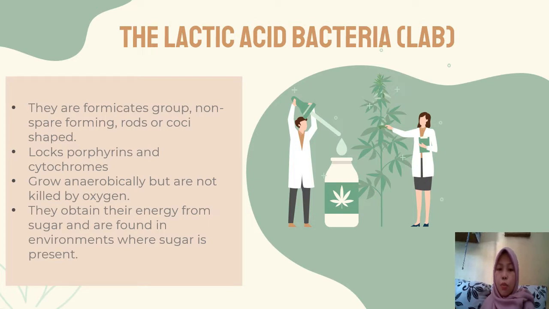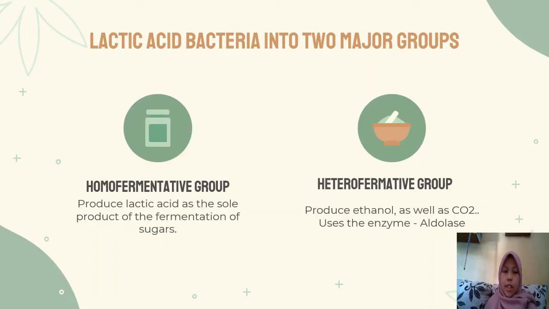Next, LAB lack porphyrin and cytochromes, grow anaerobically but are not killed by oxygen, as is the case with many anaerobes. They obtain their energy from sugars and are found in environments where sugar is present. They have limited synthetic ability and hence are fastidious, requiring the addition of amino acids, vitamins, and nucleotides when cultivated.